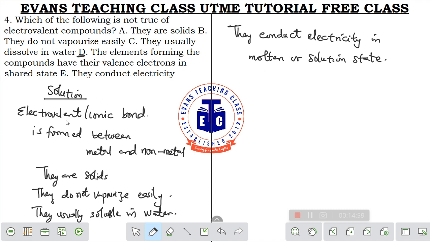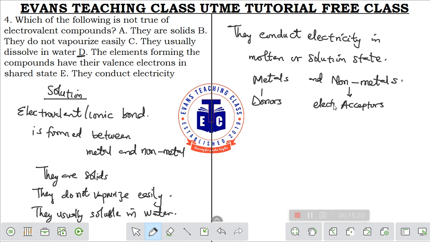Now you need to know something about electrovalent bond. It is a bond between what? Metals and non-metals. Now there's something you have to know about them. Metals, they are donors, while non-metals, they are acceptors. Non-metals are electron acceptors, while metals are electron donors. So it means metals transfer electrons from their own part. They will transfer it to what?